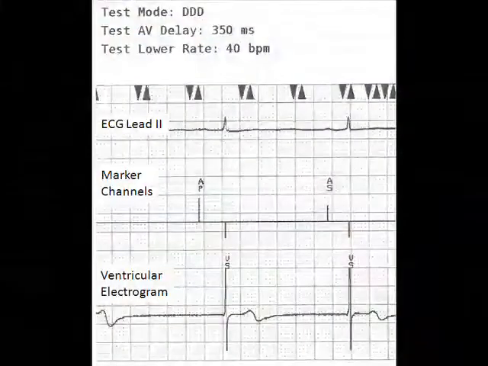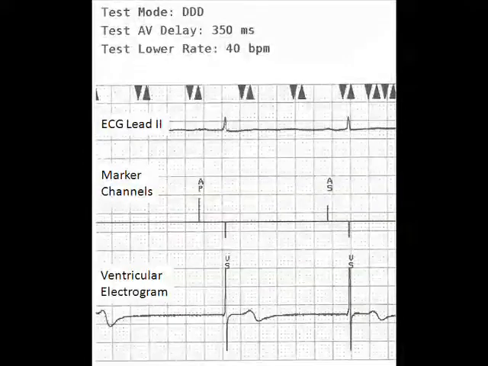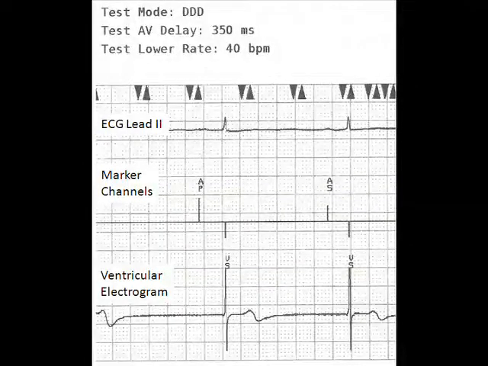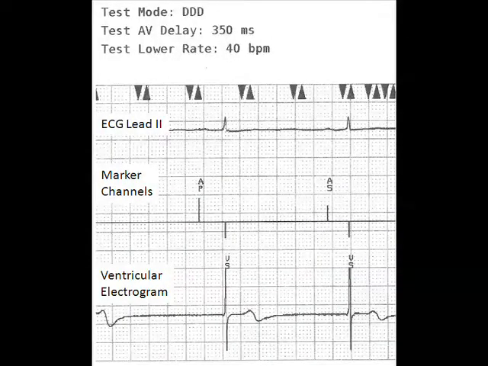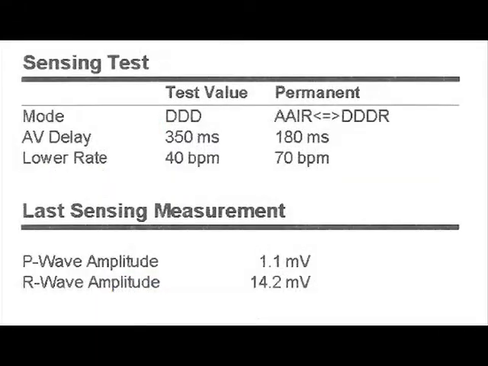Here the test mode is DDD, AV delay is 350 milliseconds, and lower rate is 40 beats per minute. The second beat is the native conduction, seen by the AS and VS markers. When the test is complete, print the results of the P wave and R wave amplitudes.